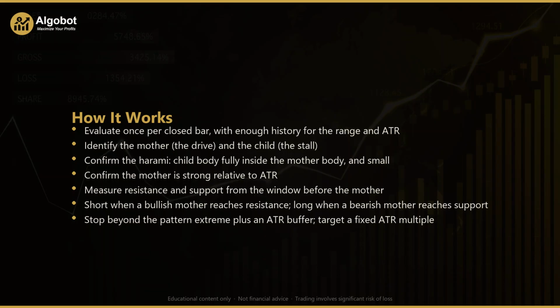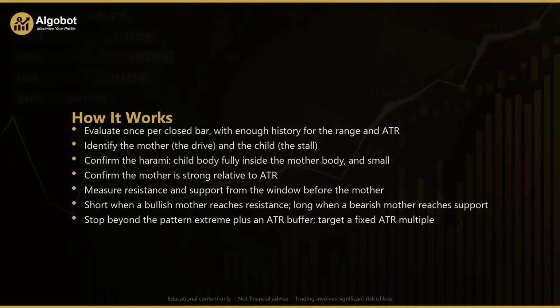On top of that, the child's body must be small relative to the mother's. By default, it must be no larger than 55% of the mother's body. The mother itself must be a meaningful move, measured against ATR. By default, its body must be at least 60% of 1 ATR.